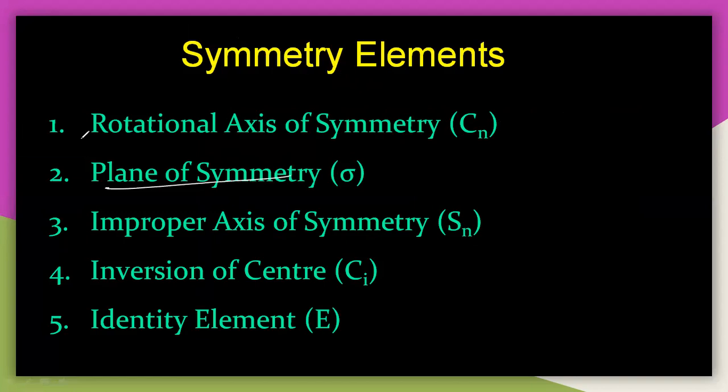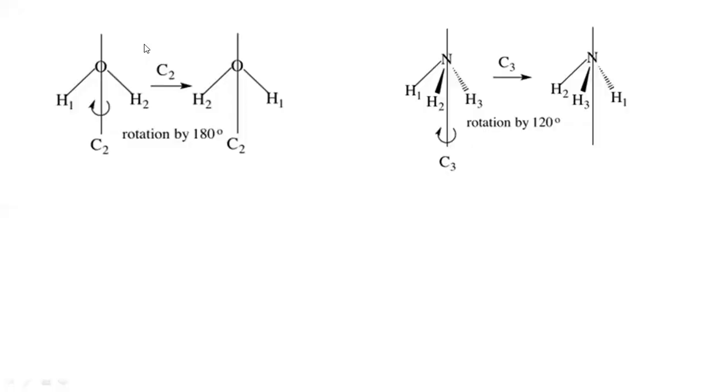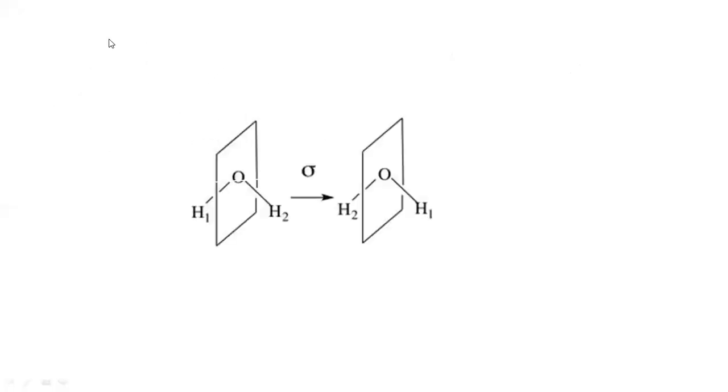The next one is the plane of symmetry here. So what is plane of symmetry? It is indicated with sigma. See here the plane of symmetry. The water molecule also has a plane of symmetry like this. If you take a plane like this, which is a mirror plane, you will get exactly H1 and H2. See here, in the mirror you can obtain H2 on the left side and H1 on the right side.